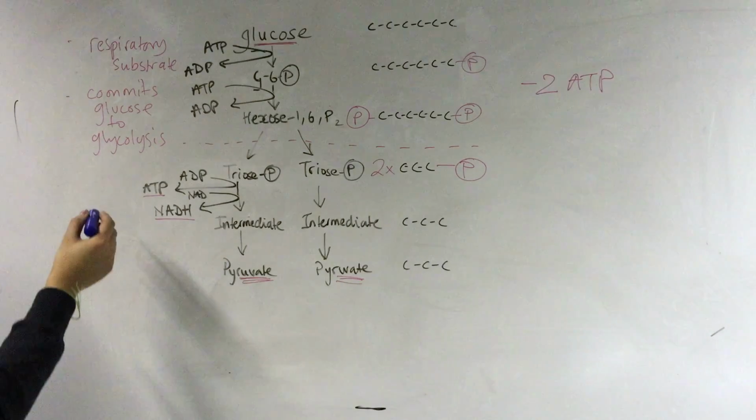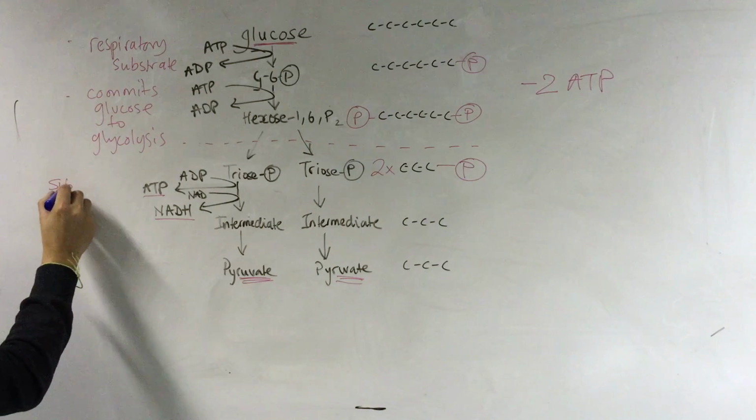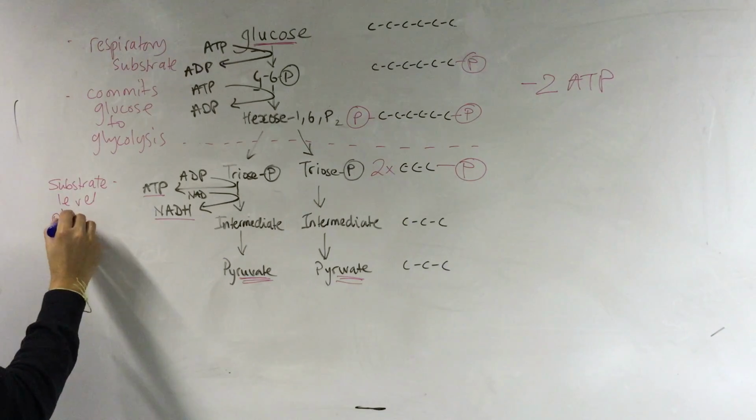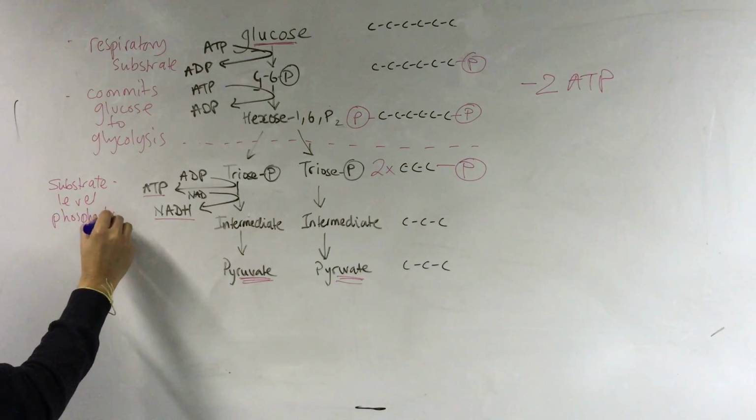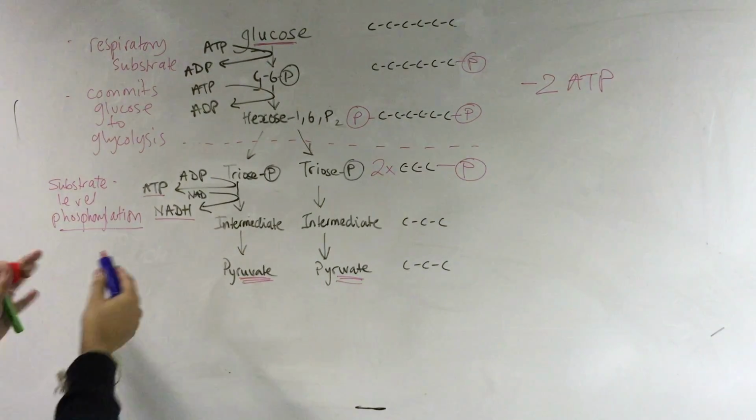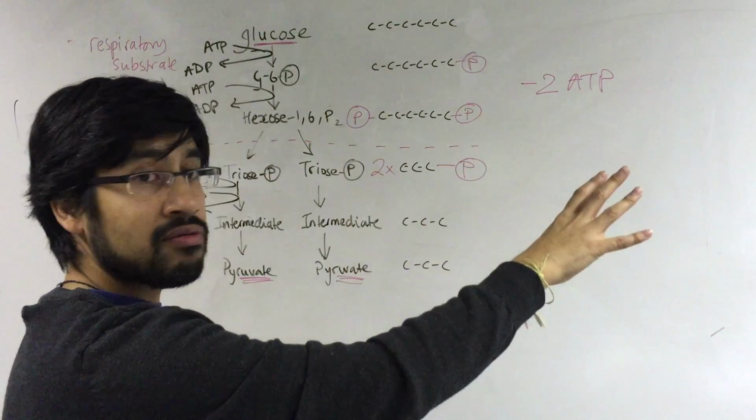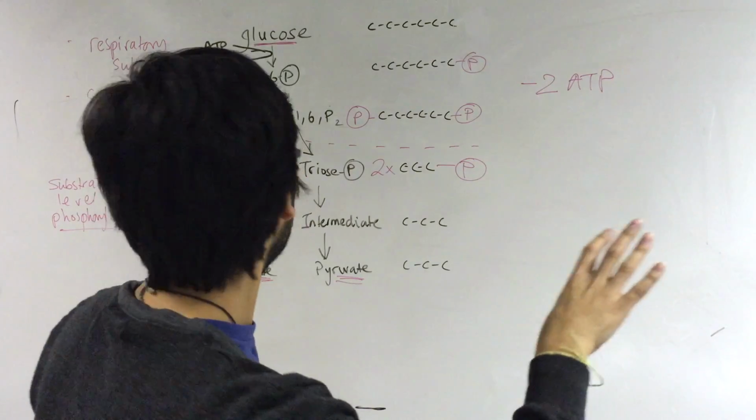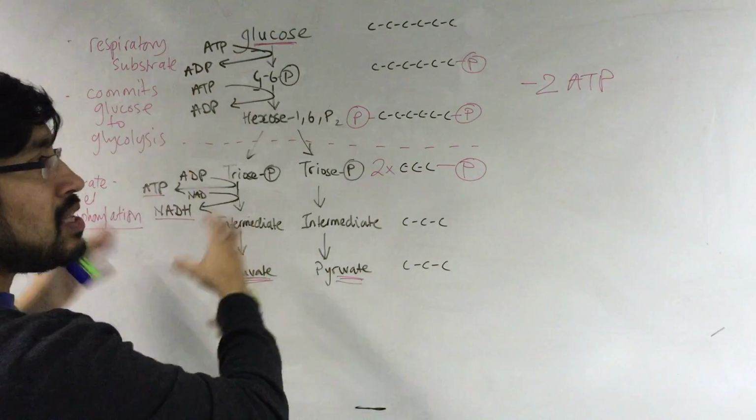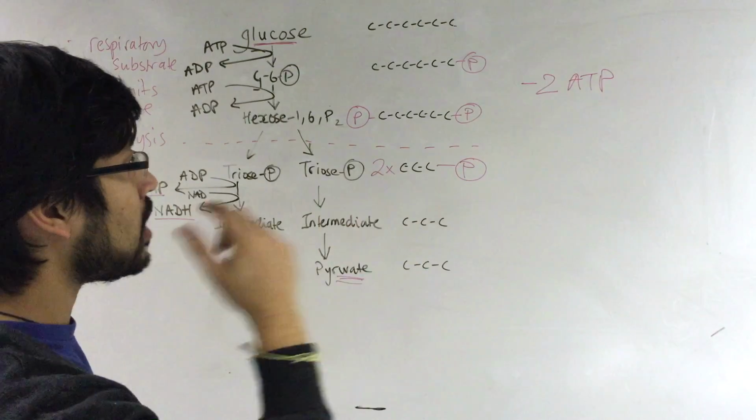Now these are important. What happens to ATP here is called a substrate level phosphorylation. It's a formation of an ATP molecule that doesn't rely on oxidative phosphorylation. That's going to happen later. It's a phosphorylation event, an ATP synthesis, ATP formation event that doesn't rely on ATP synthase and the proton gradient and all of that.